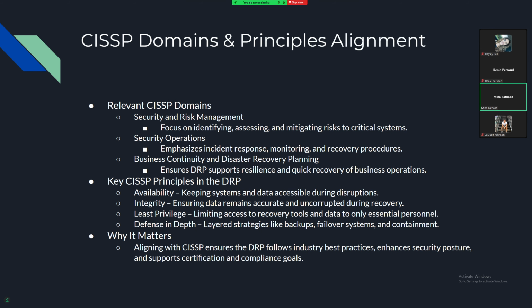So the CISSP domains and principal alignments here, this is just relevant things for the CISSP domains. Mainly for security and risk management, we focus on identifying, assessing, and also mitigating any risks for our critical systems.